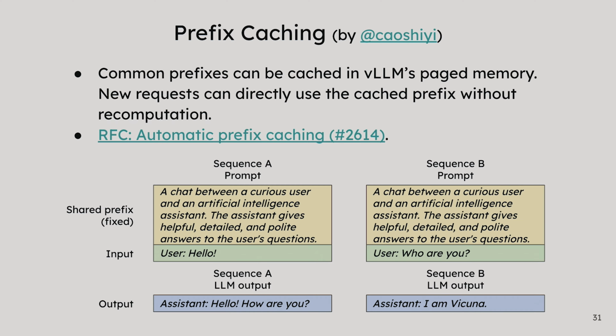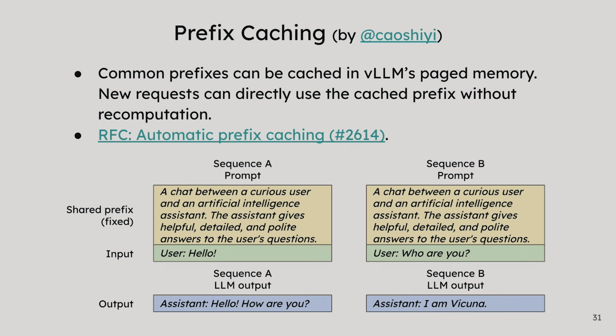Okay, lastly, we added basic support for prefix caching, which allows you to cache common prefixes for different requests. With that, the new request can directly use the cached prefix without recomputation. For example, in the example on the screen, the request can use the cached system prompt, the yellow part, and the model only needs to compute the short user prompt at runtime. You can immediately start to generate the outputs.